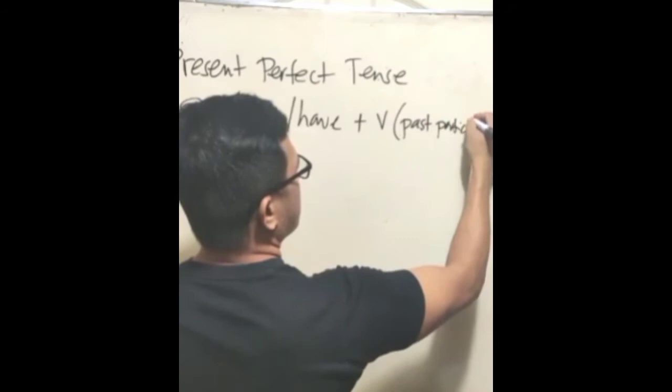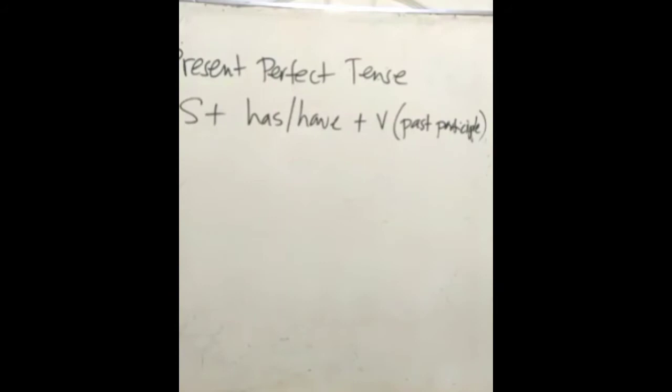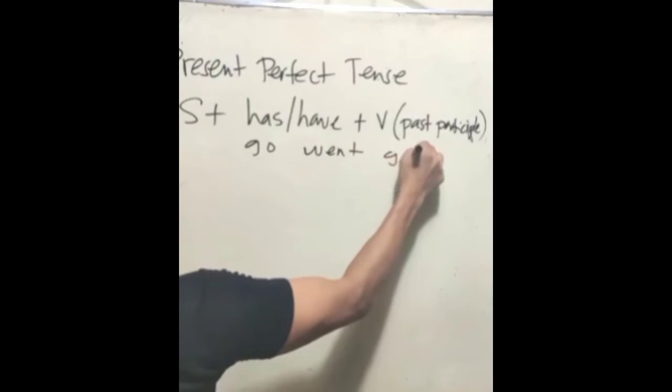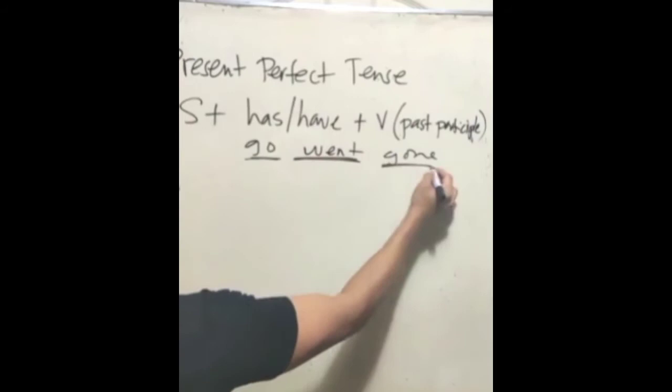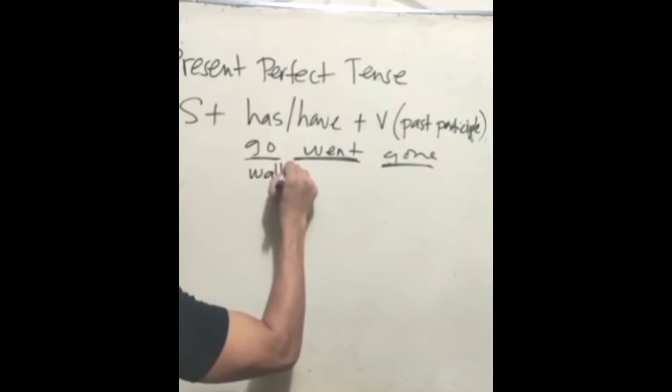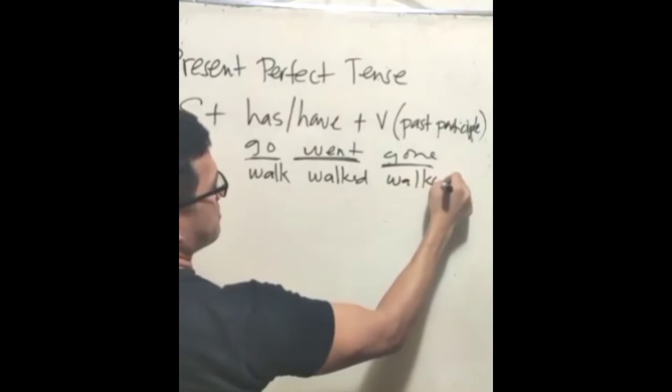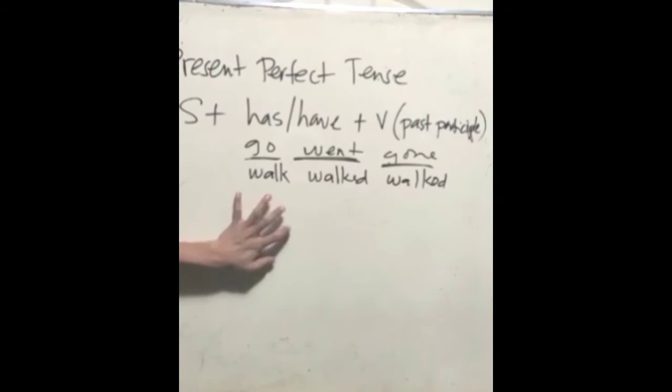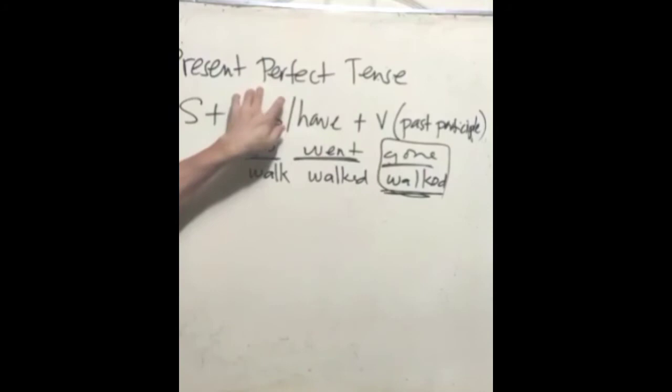Now, past participle of the verb is like go, went, gone. So this is the base, infinitive, this one is the past form, and this one is the past participle. Like walk, of course, walk, walked, and walked. Ito lagi siya gagamitin natin, past participles, with the present perfect tenses. Always remember that, with the present perfect tenses.